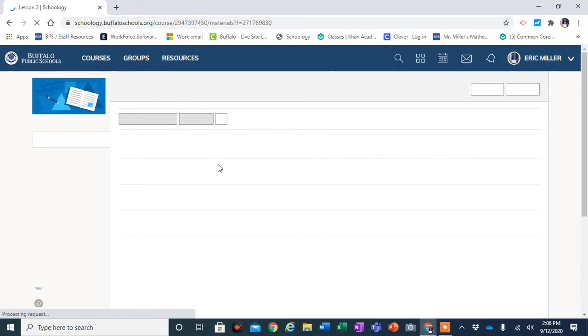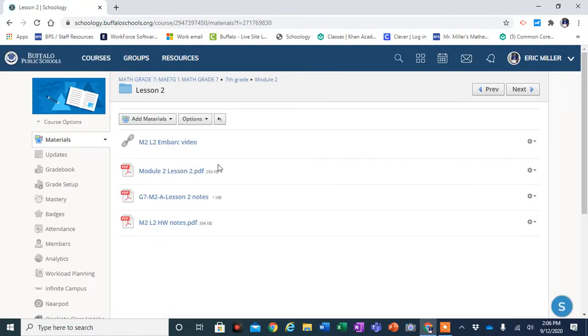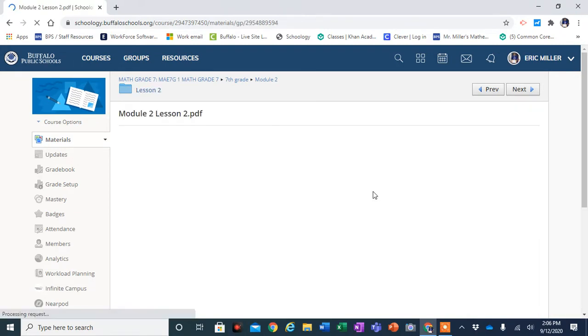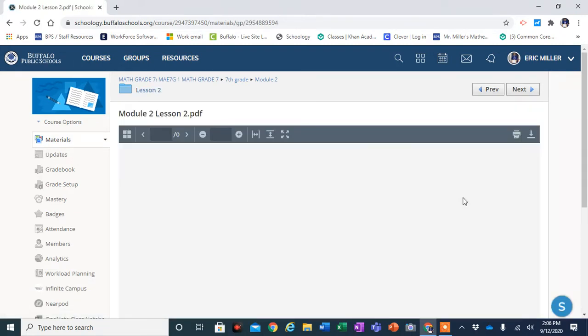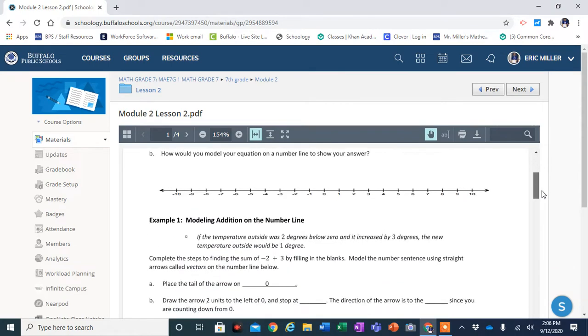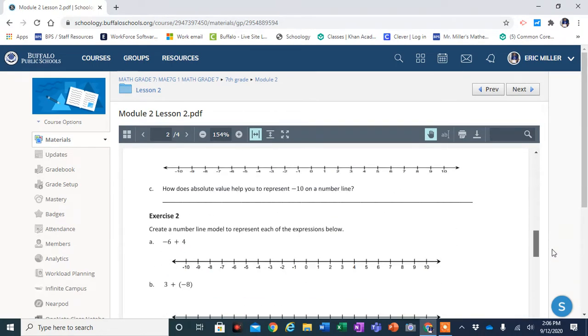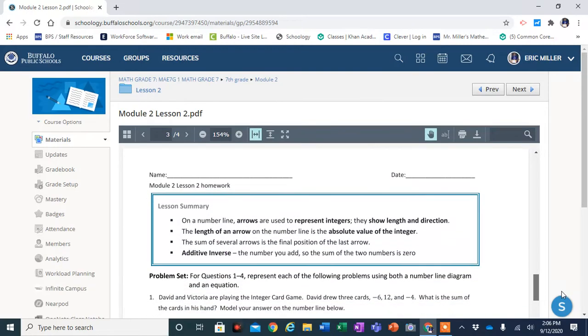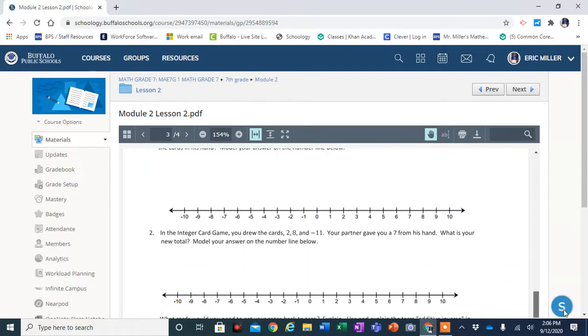And what's in here, if you happen to be absent or if you can't get to your OneNote for some reason, is I put the Embark video, which is a video of the entire lesson being taught by somebody else. I also put my PDF file, which has all of the handouts that you normally would have received in class. So Module 2, Lesson 2, the examples, the exercises, and then the homework, which is the problem set, generally.